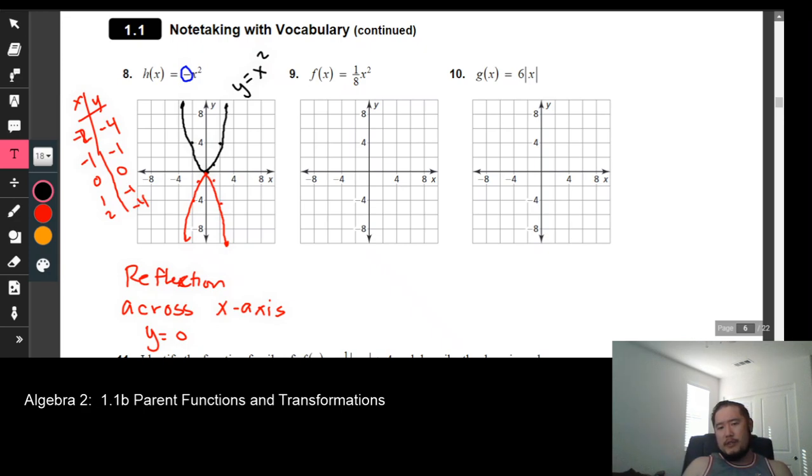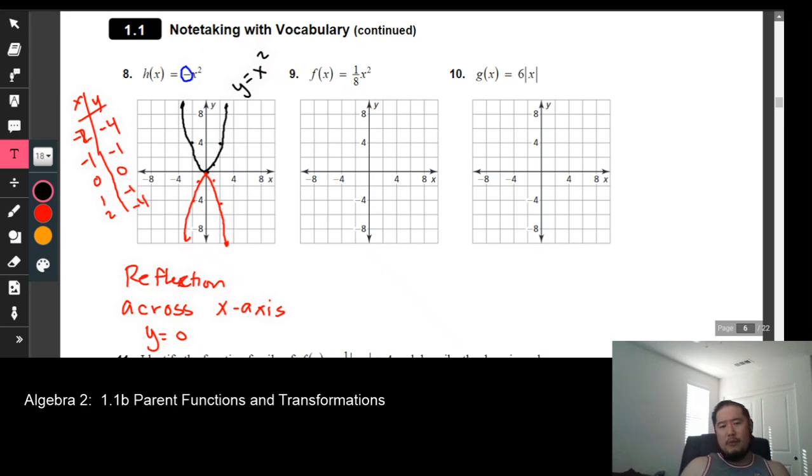We'll talk about more specifically on number 10. This right here is the a term. What's going to happen is that every time you plug in a number for x, you're going to have to multiply it by 6. If you think about it, the numbers will get bigger, therefore you'll be stretching the graph.